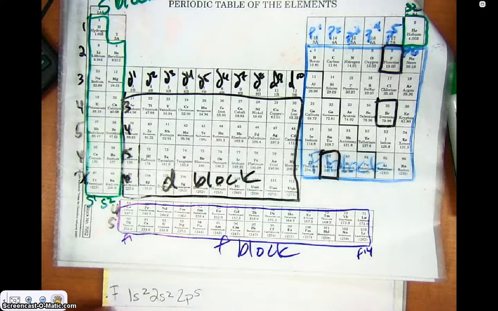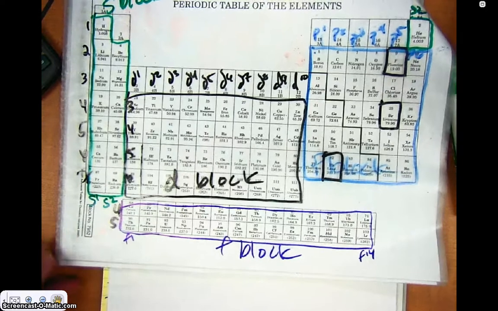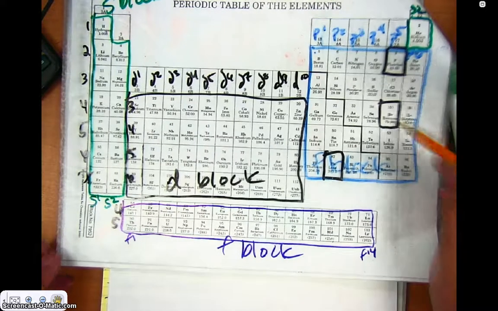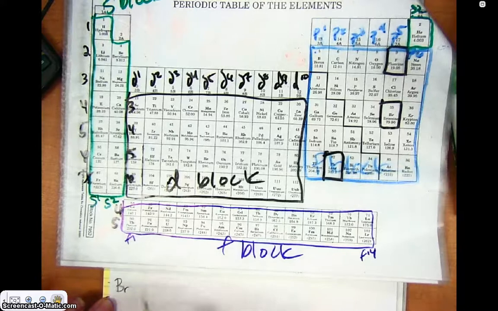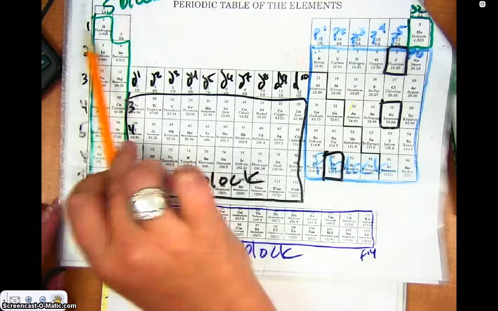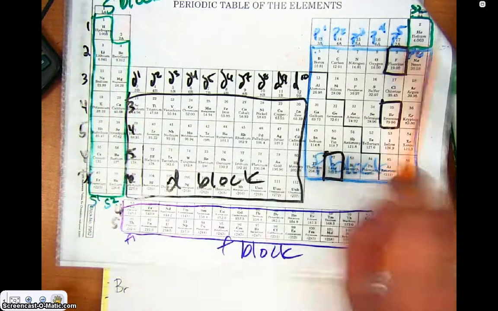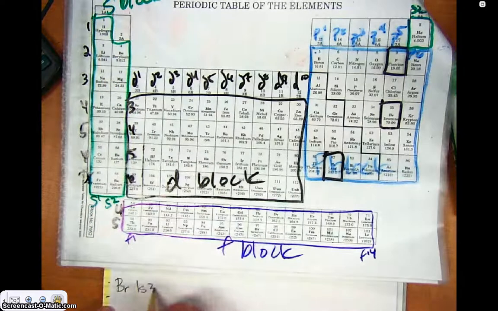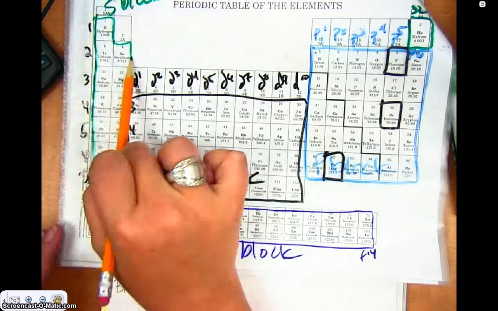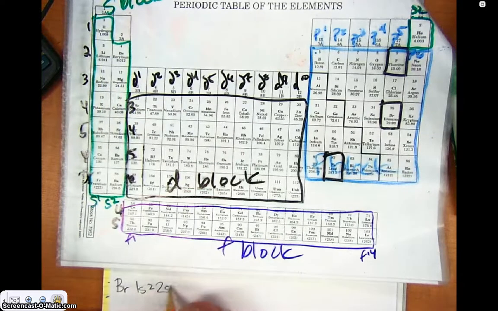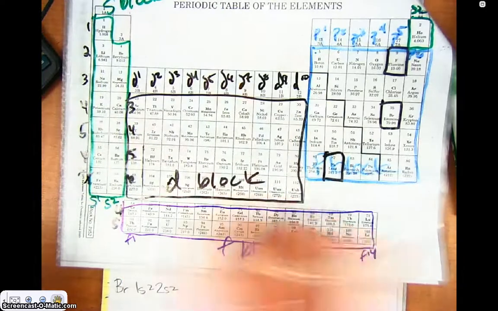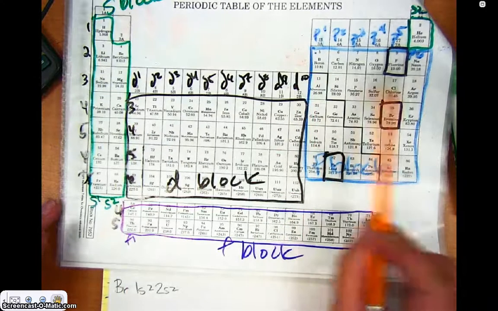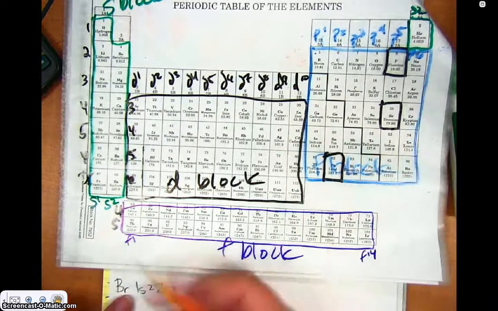All right, let's do another one. Let's do bromine. Okay, so bromine, I start and I work my way across. So I go 1s2. And then I go to column 2 and I work my way across, 2s2. And then I go over here and I'm at 2p filled all the way up to 6.